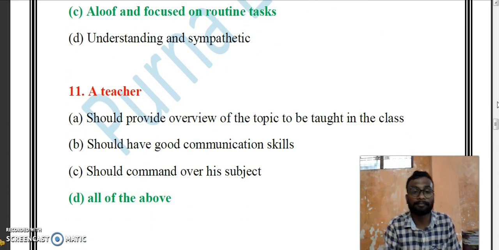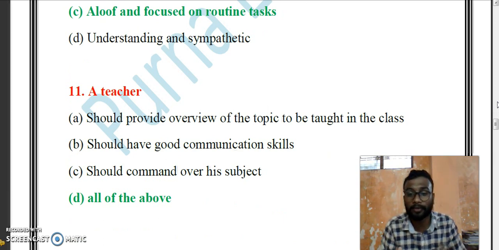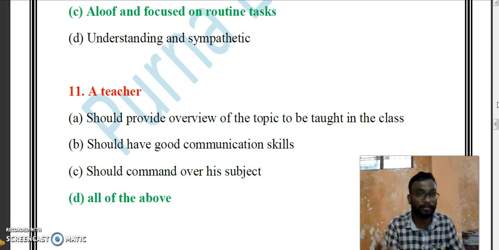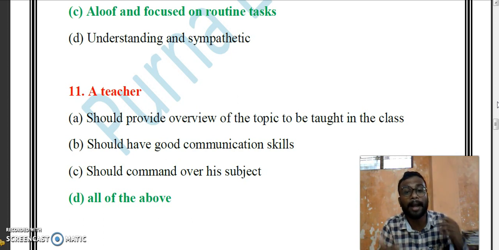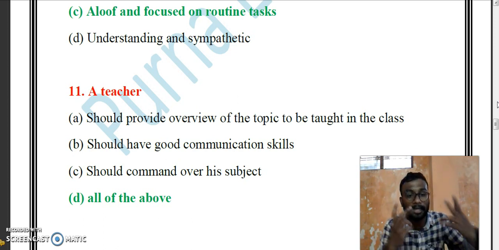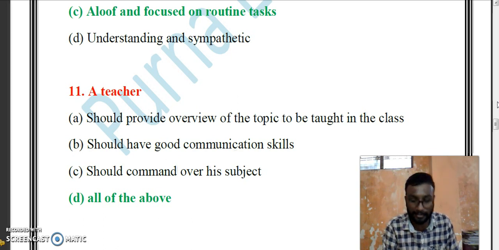A teacher should provide the overview of the topic to be taught in the class. Yes. Should have good communication skills. Yes, of course. Should have command over his subject. Yes. All the factors should be possessed by the teacher. So option D, all of the above, is the correct answer. I hope you clearly understood.